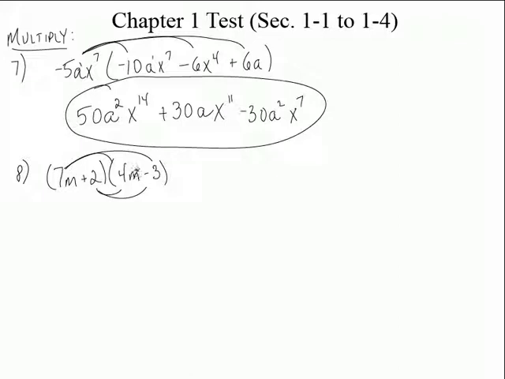So it's 7m times 4m. You multiply those together. So 7 4s are 28. M times m is m squared. Don't forget that. A lot of people tend to put just 28m. It's m times m, which is m squared.